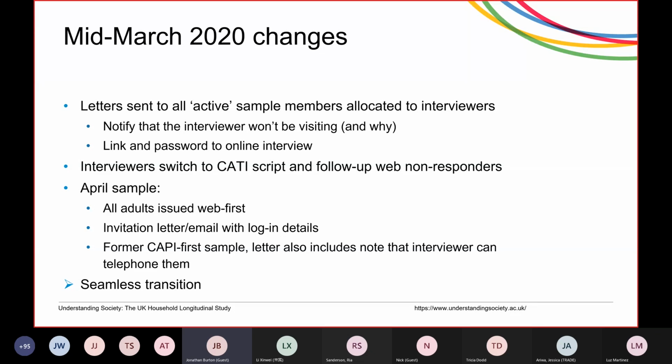And then for the April sample, which went into the field a couple of weeks later, all adults were issued web first. So that includes that group who had been ring-fenced face-to-face, and that group who were in the low propensity web households. They were all issued web first. And so they all got an invitation letter, an email with information about the study, why it's web first, and with their login details. And for those people who would have been issued to interviewers, the letter also included information that interviewers can contact them by telephone for the interview.